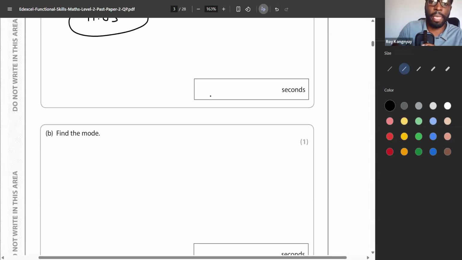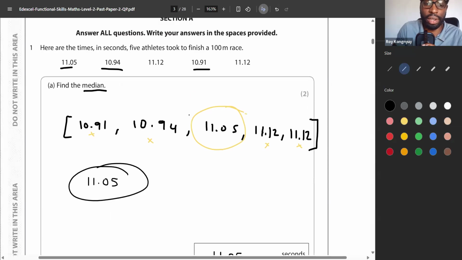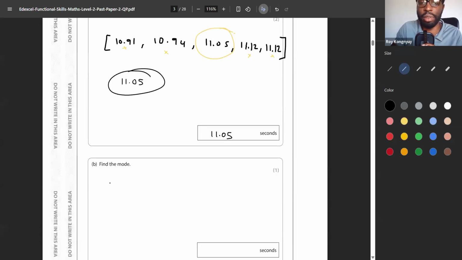I'll write it here. Now the mode, that is the most common value, the value that's repeated the most amount of times. We can see that 11.12 is repeated twice. No other value is repeated as many times.